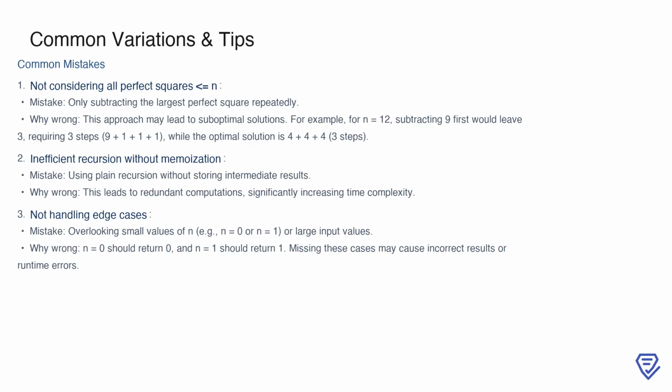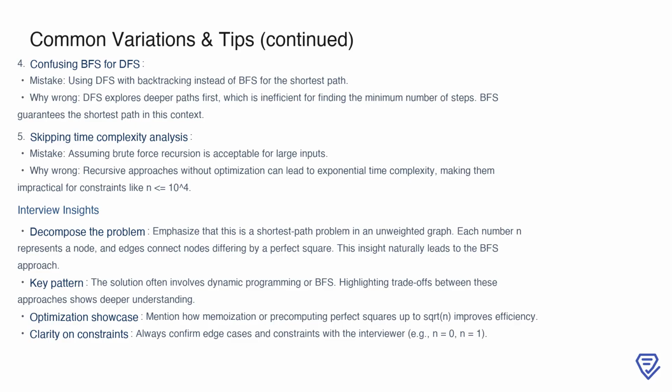handle properly. Now, another common source of confusion is mistaking depth-first search, or DFS, for breadth-first search, or BFS. While DFS explores deeper paths first, making it inefficient for finding the shortest path, BFS is ideal in this context as it guarantees the shortest path. It's also essential to analyze the time complexity of your solution. Assuming that a brute force recursive approach will work for large inputs is a mistake, as such approaches can lead to exponential time complexity, making them infeasible for constraints up to n equals 10,000.